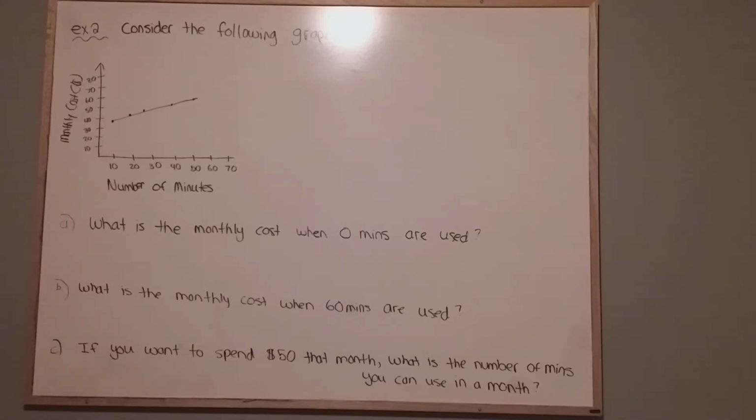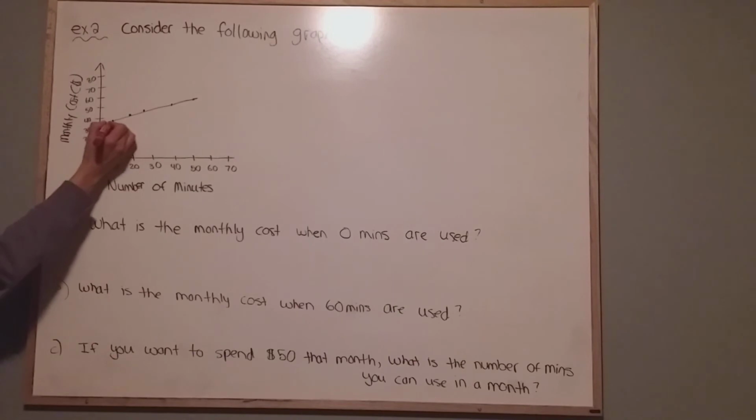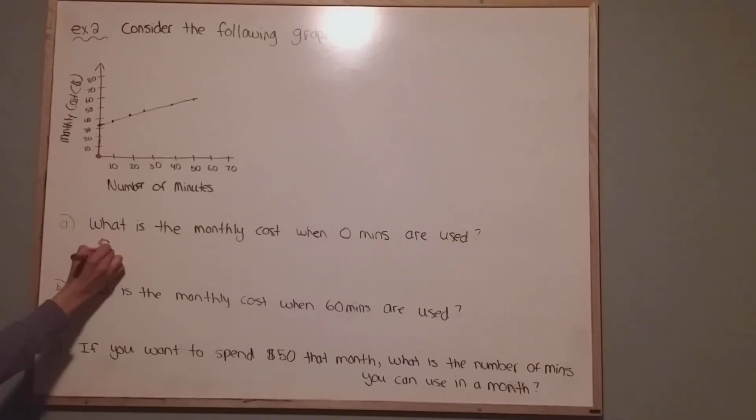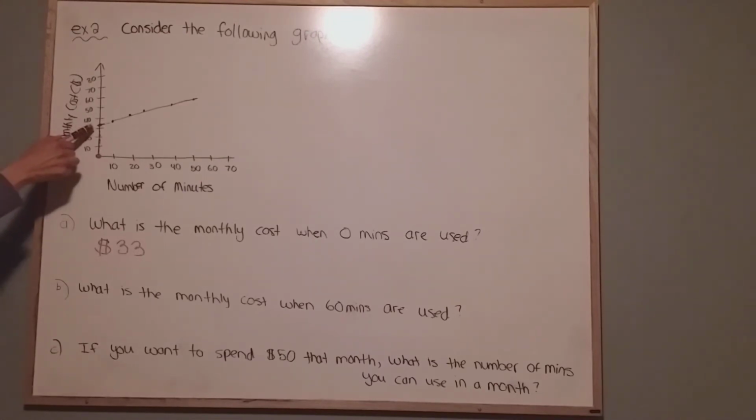Letter A says, what is the monthly cost when 0 minutes are used? If I don't use my phone at all to talk, so at 0 minutes, what's my monthly cost? So this is 0. If I keep going up, my graph doesn't touch it. So I have to use my ruler and extend this graph until it touches, right here. So that would be about $33. So my monthly cost would be about $33, which is my starting point or my initial value.